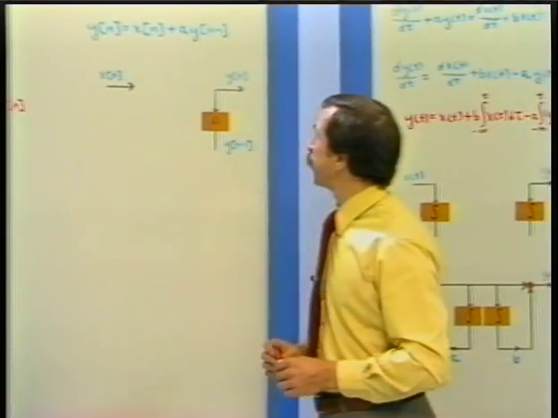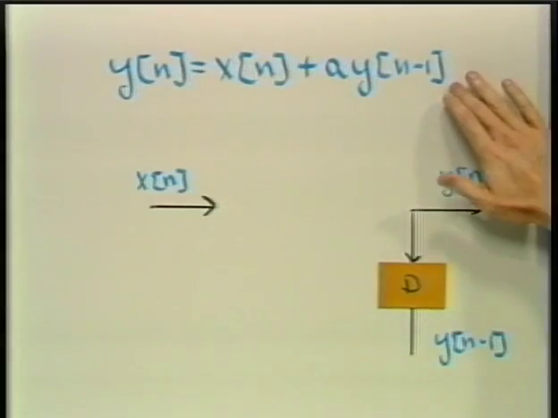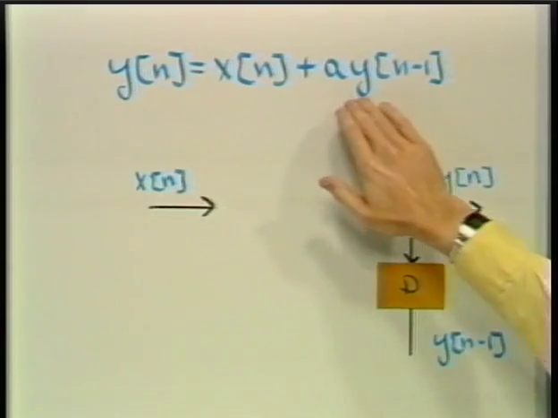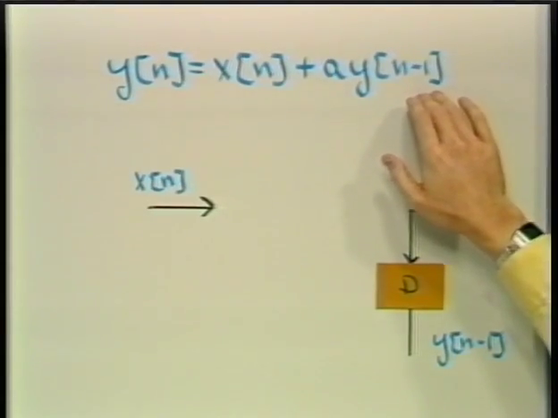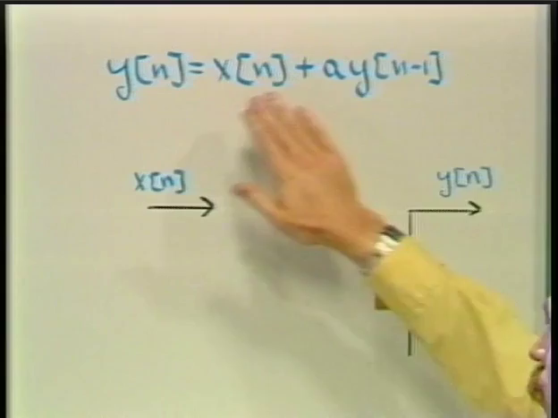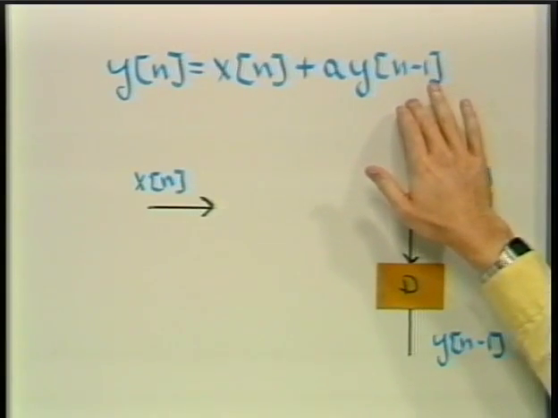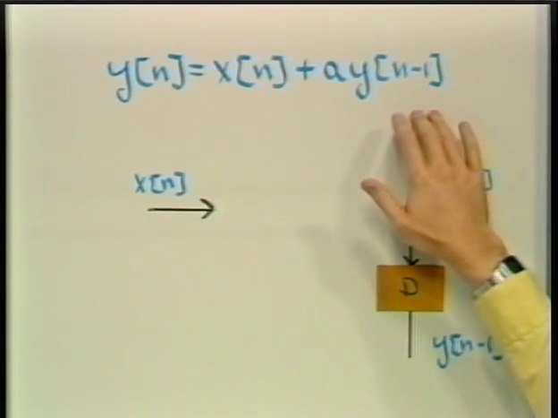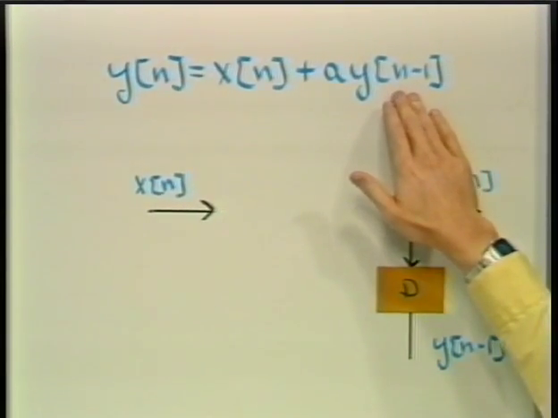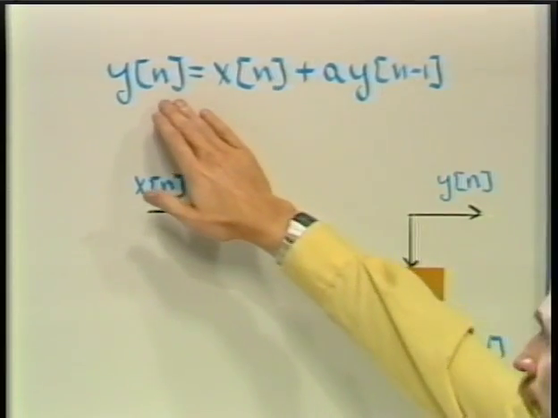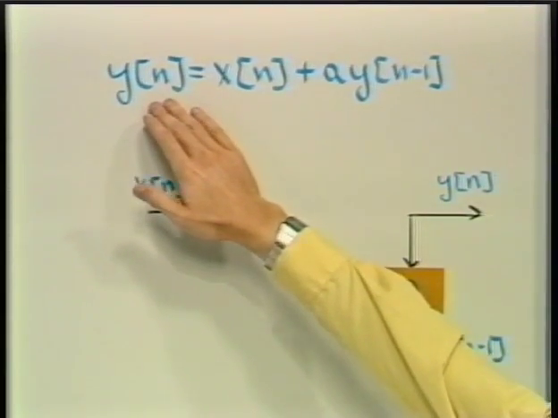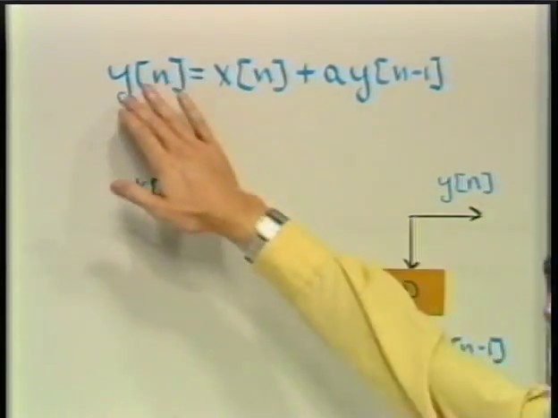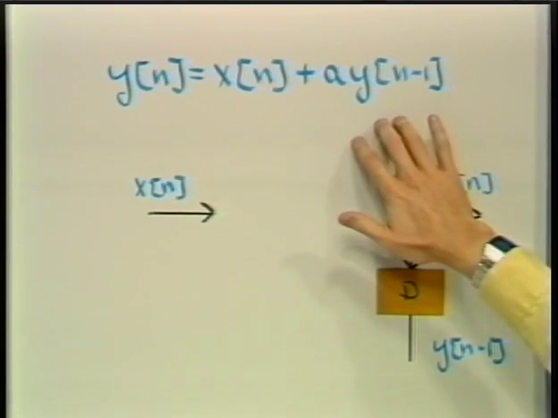Now, the difference equation, I've just simply repeated here, is y of n is x of n plus a y of n minus 1, where I've taken the delay term over to the right-hand side of the equation. So in effect, what I'm imposing on this system is causality. I'm assuming that if I know the past history of the input and the output, I can determine the next value of the output. Well, we can in fact draw a block diagram that represents that equation.